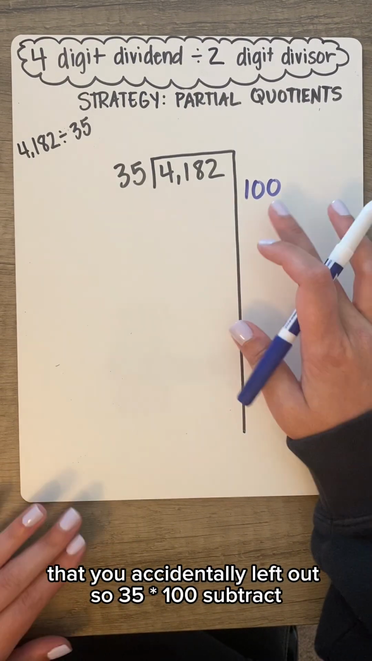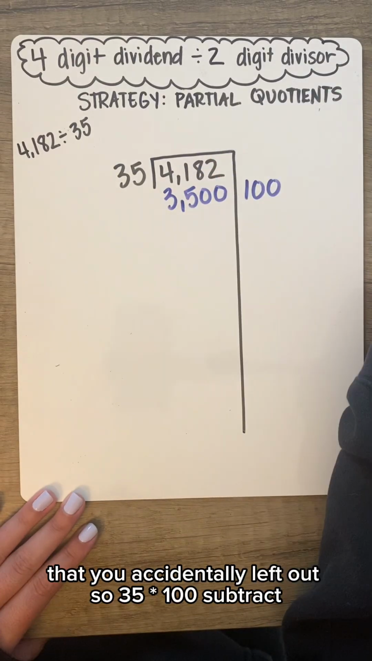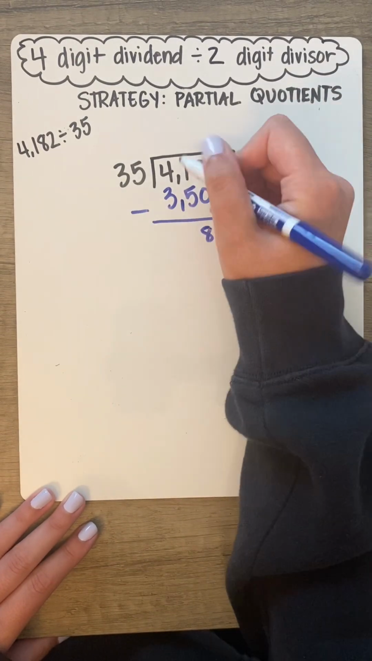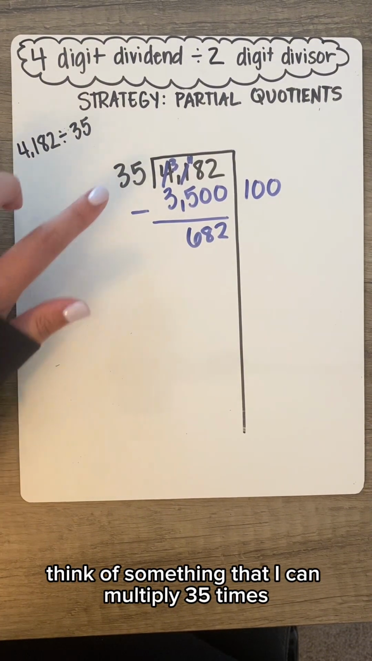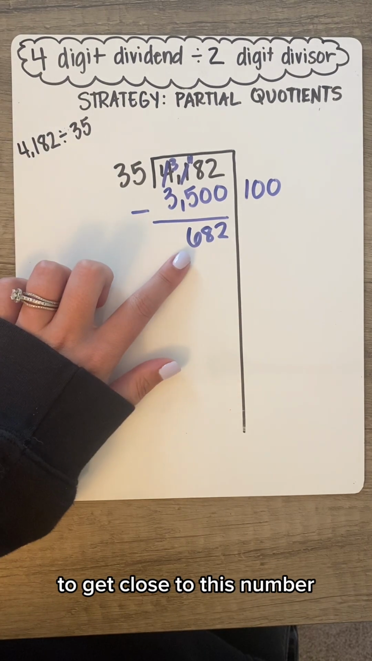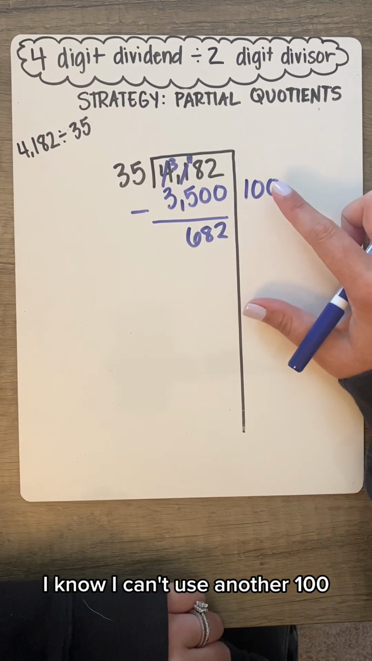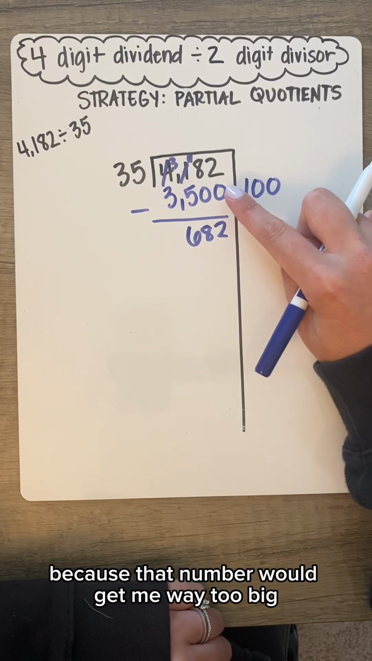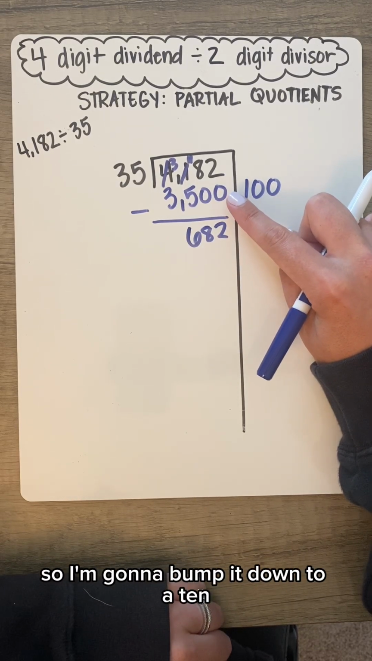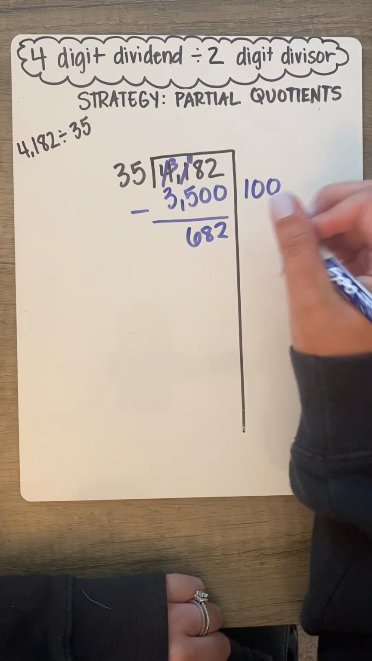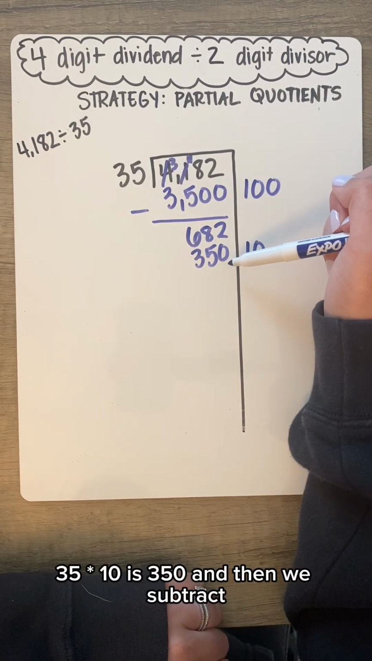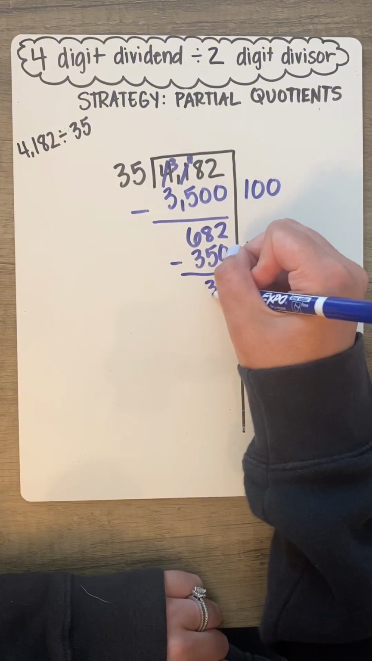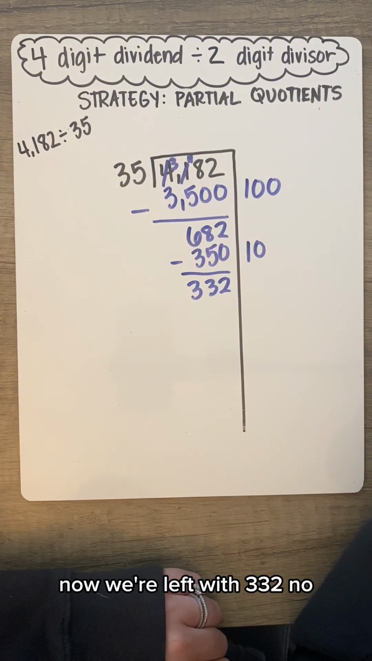So 35 times 100, subtract. So now we have 682. I need to again think of something that I can multiply 35 times to get close to this number. I know I can't use another 100 because that number would get me way too big, so I'm going to bump it down to a 10. 35 times 10 is 350, and then we subtract. Now we're left with 332.